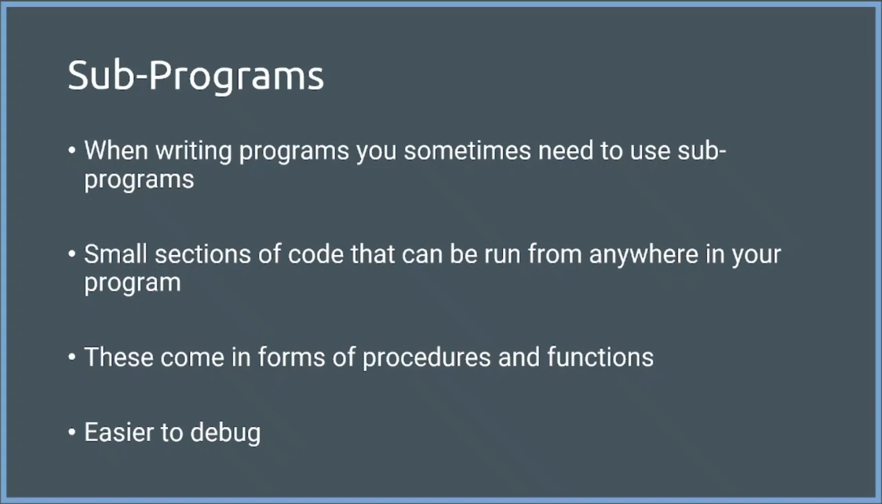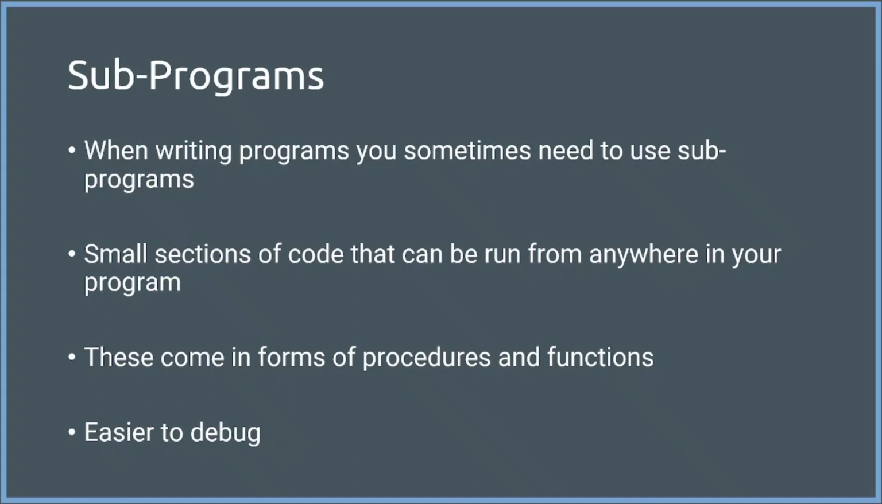So, what is actually a subprogram then? When we're writing programs, sometimes you need to use a subprogram. And a subprogram is a small section of code that can be run from anywhere within your program or within another file that you might import in. We've seen these before when we use things like the scanner class, like .nextLine. We might use them when we have system.out.println. They're all subprograms that we are reusing over and over again, and the code stays the same.